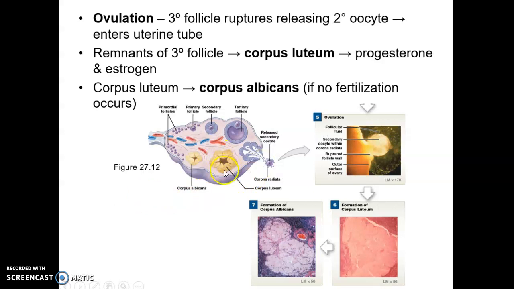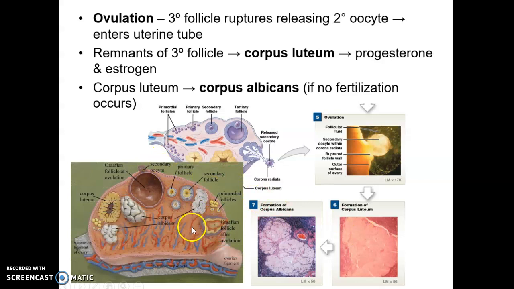After 12 to 14 days, the corpus luteum degrades into what's called the corpus albicans. If no fertilization occurs, the production of progesterone and estrogen drops, and then the female goes into the menstrual bleeding or menses, where the lining of the uterus is shed or lost.